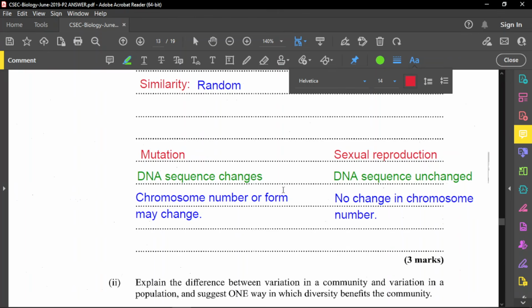For mutation, chromosome number or form of chromosome may change. However, there is no change in chromosome number for sexual reproduction, because what you're going to get as a result is the same combined number. The only part in sexual reproduction where we have a change in chromosome number is when they actually form the gametes. But once gametes are formed with the proper half or haploid number, they come back together and give you the full number, which is the diploid. So technically, there is no change in chromosome number.